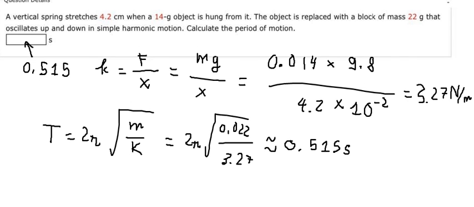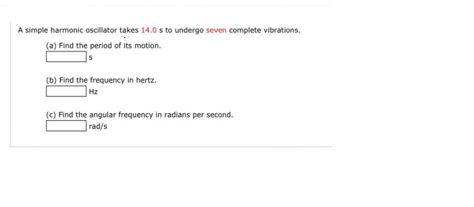Now let's go to the last one. A simple harmonic oscillator takes 14 seconds to undergo 7 complete vibrations. So to find capital T, we have small t divided by n. So we have 14 divided by 7. You got about 2 seconds. So that is the first one.